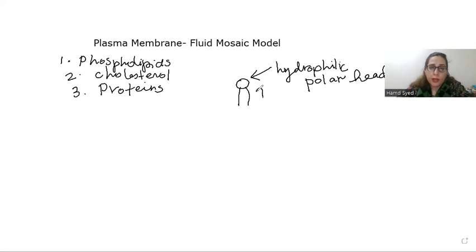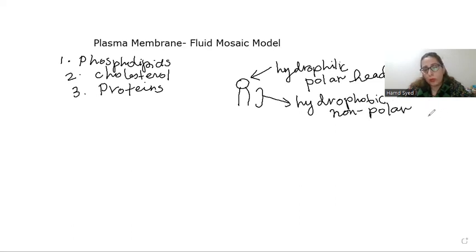The second part, the lower part of the phospholipid over here, consists of two long fatty acid chains, and this is the hydrophobic part. Hydrophobic means it is water repelling, and it is also the non-polar region of the phospholipid. So these are the two parts of the phospholipid molecule, the polar hydrophilic head and the non-polar hydrophobic fatty acid tails. And this phospholipid molecule is therefore known as an amphipathic molecule.